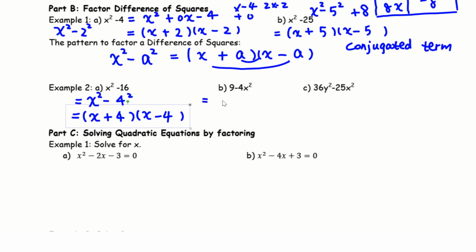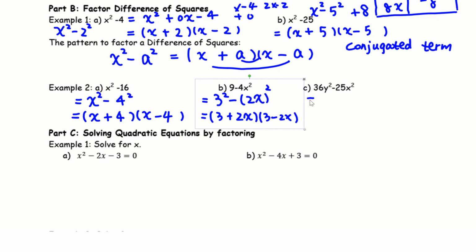And this one, we write it as the square root of 9, 3 squared, minus the square root of 4, which is 2. The square root of x squared is x. Then outside, we just write the square roots in the brackets, one plus, one minus. We call them difference of squares. Difference means subtraction. If it is not subtraction, then we don't know how to factor it. So we just leave them there.